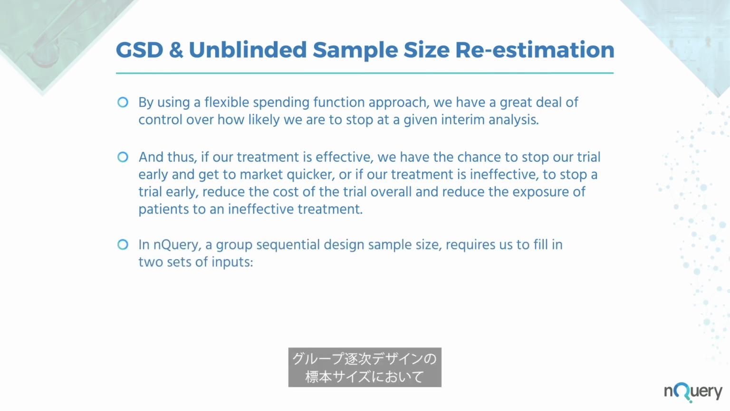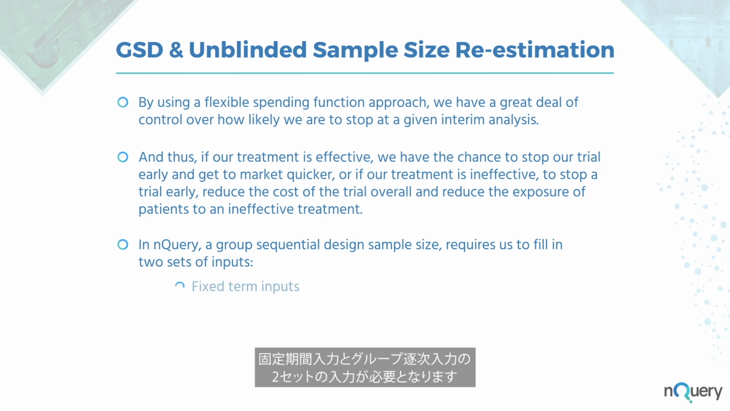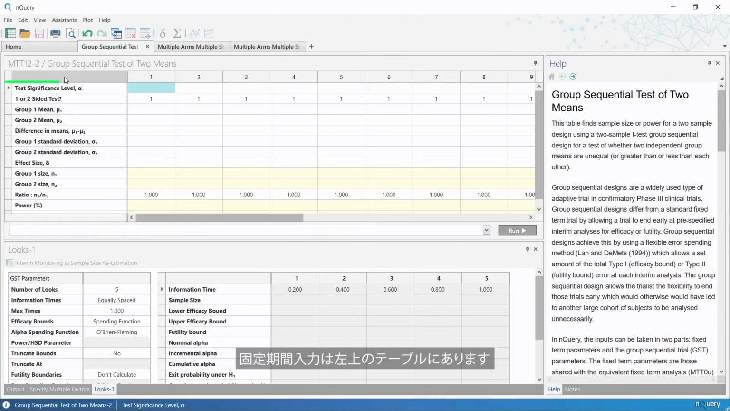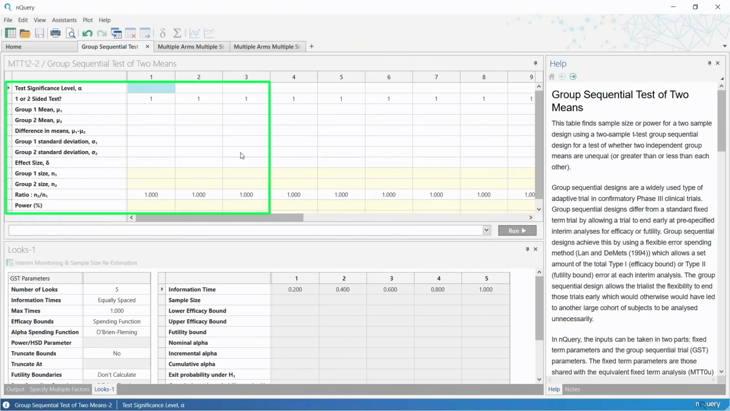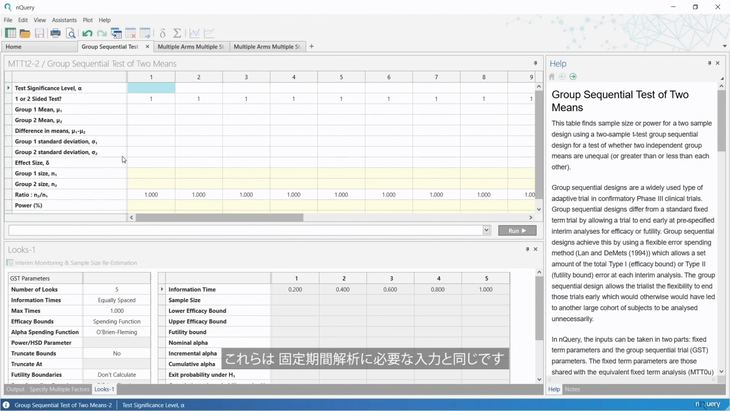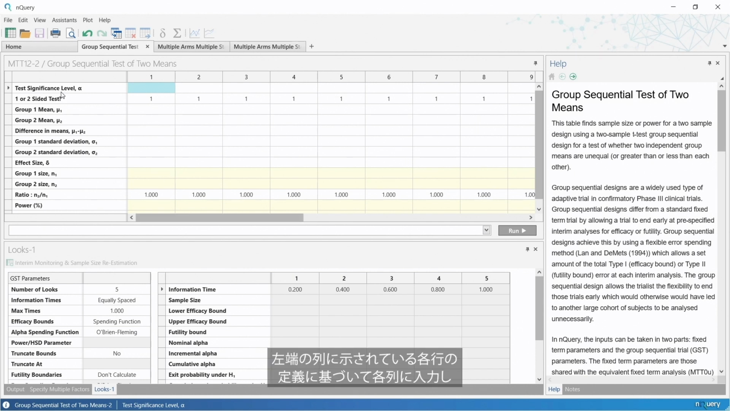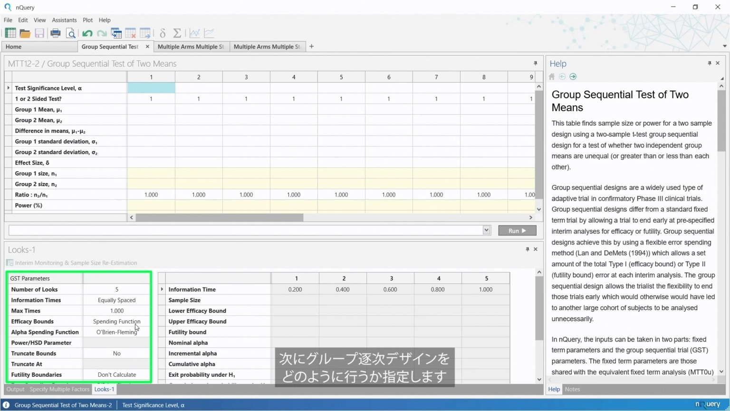In nQuery, a group sequential design sample size requires us to fill in two sets of inputs: the fixed-term inputs and the group sequential inputs. The fixed-term inputs are in the top left table. These are equivalent to the same inputs that we required for a fixed-term analysis, in this case a z-test since we are comparing means. We simply fill in each column based on the definition of each row given on the far left-hand column, and that will then be sufficient to do a group sequential design once we have specified how we want that group sequential design to be.